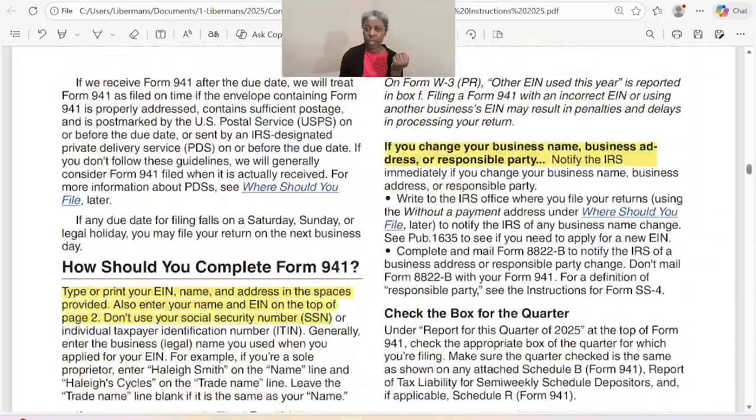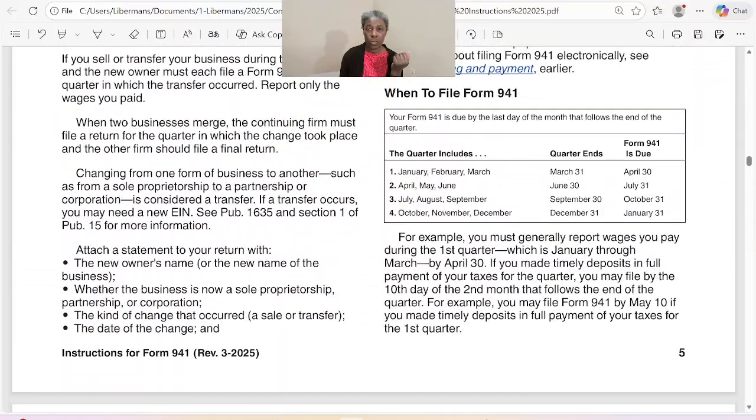And I believe we came across when it's due. The Q4 return is due by January 31st, and is for the quarter ending December 31st: October, November, December.